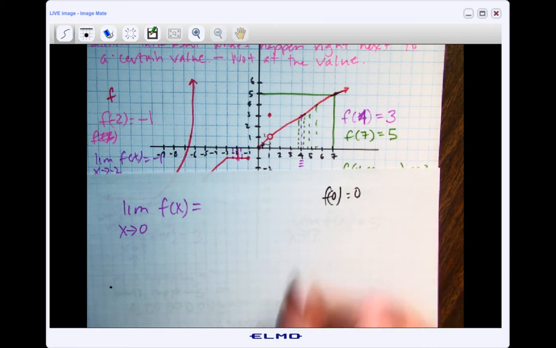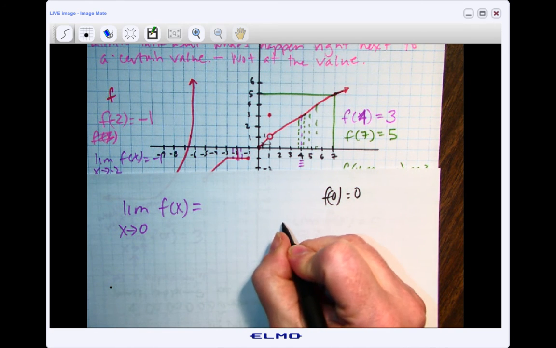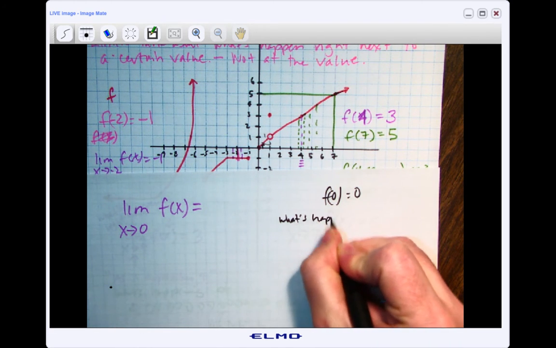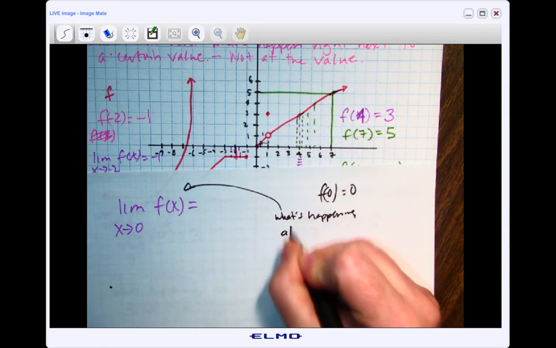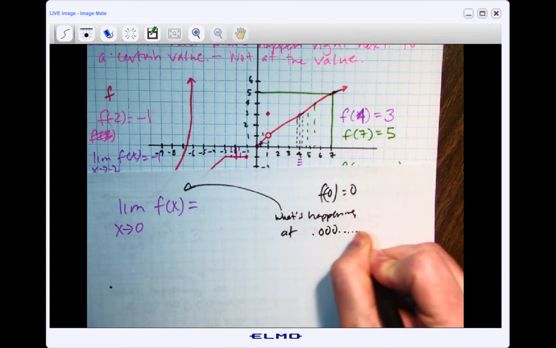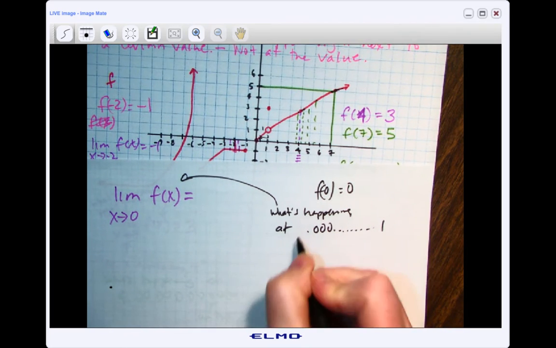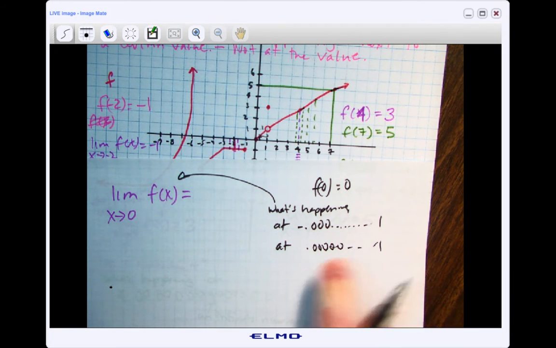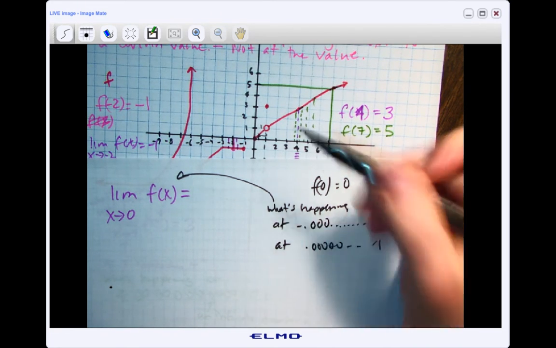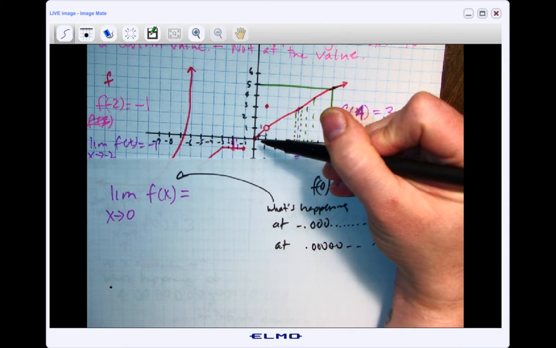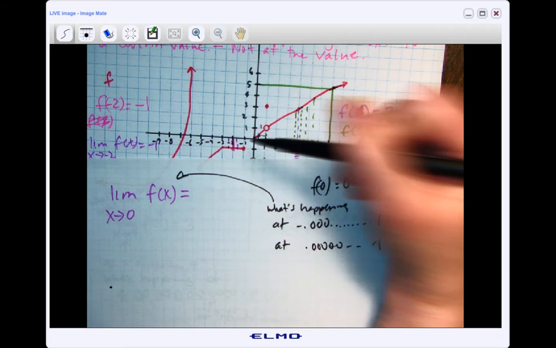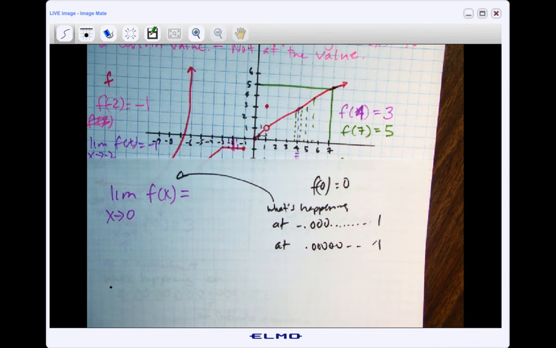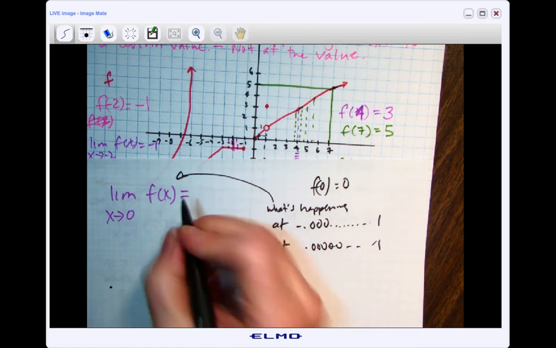I can't put in -0.000000001. This is asking me what's happening at -0.00001 and at 0.0000001. It's asking me what's happening at these two places. Well, I can be at 0.0000001, and that's close to 0. But on this side, I can't get to -0.0001. I can't get right next to 0. So there's no way to actually answer this question. It's not doing anything on that side, which means this limit does not exist.